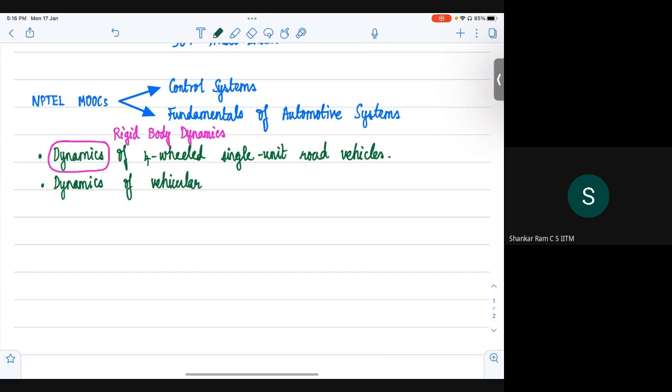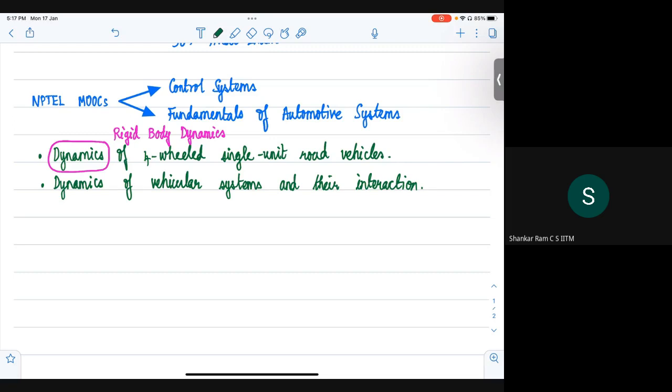So, for example, the powertrain, the brake system, the steering, the suspension, and so on. And how do they respond to various stimuli or input? And then, how do they interact with each other to determine the overall vehicle response? That's something which we are going to learn in this particular course.